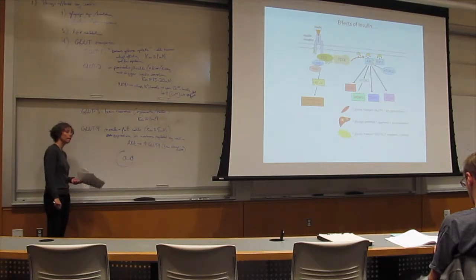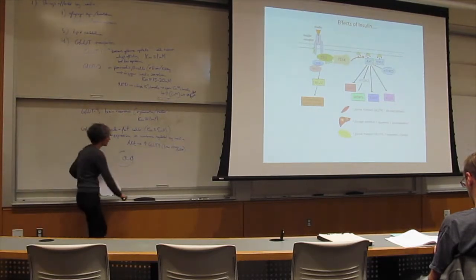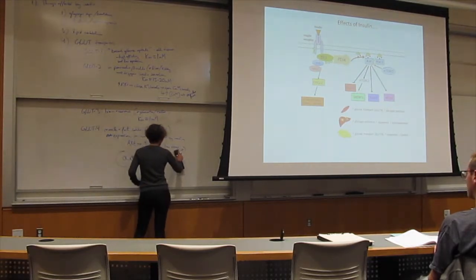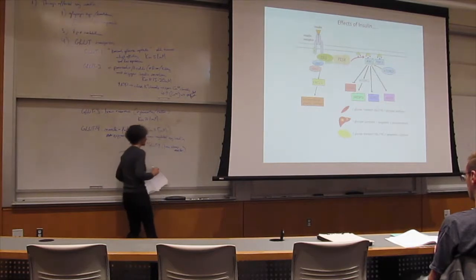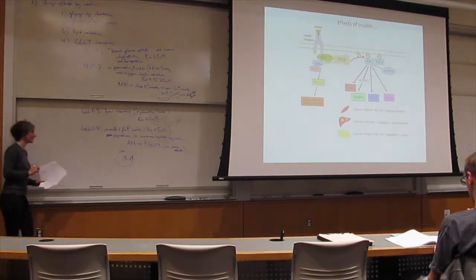Yeah? What does it say next to GLUT4? Says from storage vesicles. Oh, okay. You know. So much more clear now. Anyway.